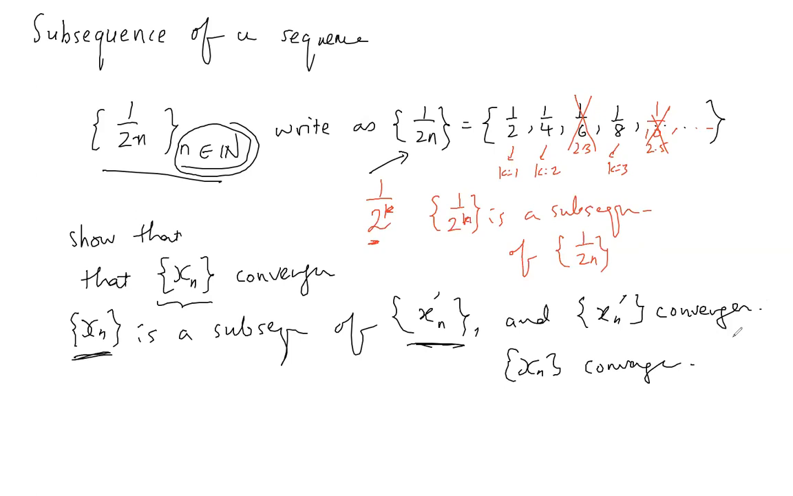So this is a useful idea. If you want to show that a particular subsequence converges, but it's too hard to show, you may be able to find a nesting of the subsequence in some larger sequence. Sometimes the larger sequence is easier to show that it converges. So then you just show that the larger sequence converges, and therefore your subsequence also converges. That's the idea.